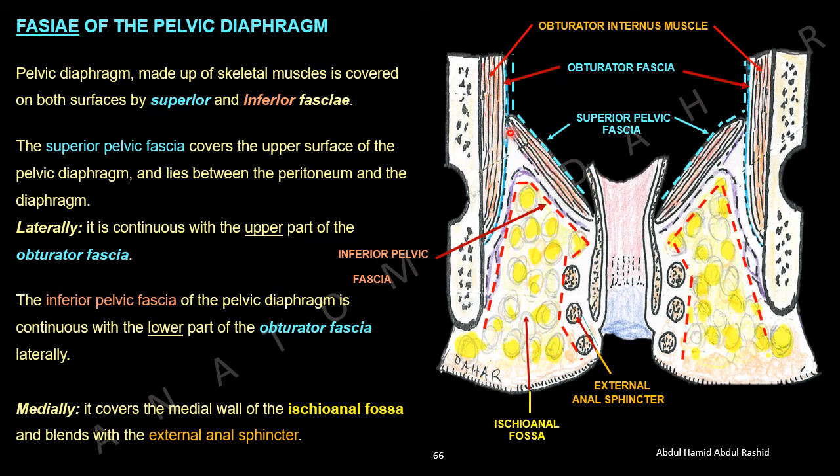Laterally, it is continuous with the upper part of the obturator fascia. The inferior pelvic fascia of the pelvic diaphragm, this is the one, is continuous with the lower part of the obturator fascia laterally. Medially, this pelvic fascia covers the medial wall of the ischioanal fossa and blends with the external anal sphincter muscle.